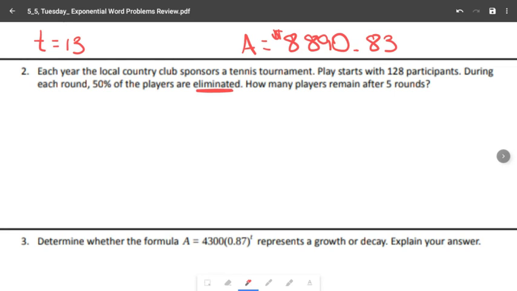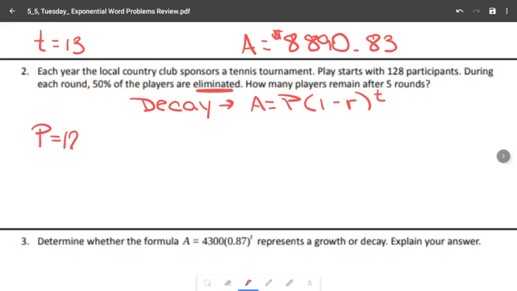If we are eliminating players, it means we are dealing with decay, which was A equals P times 1 minus R to the T power. We are starting with 128 participants, so that is our P. R, the rate, is 50%. Divide by 100, you get 0.5 or 0.50. And we're looking for after 5 rounds, so T is 5.